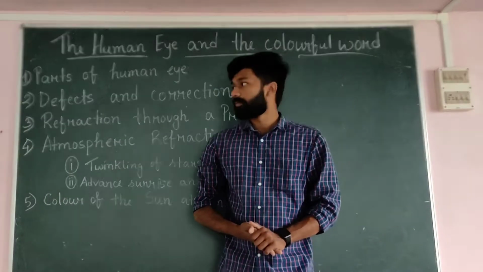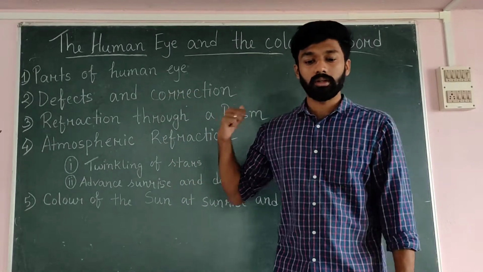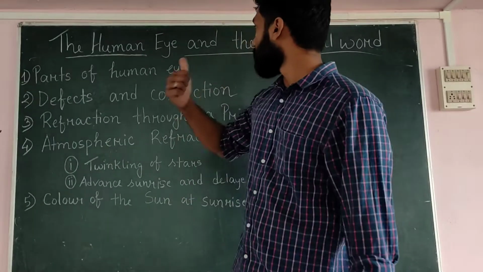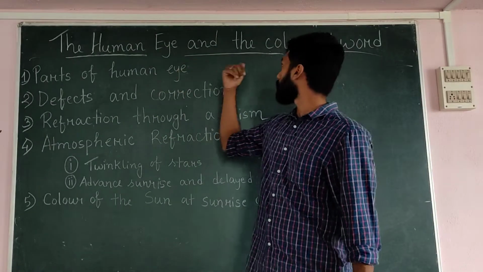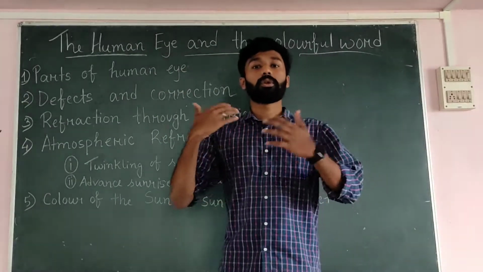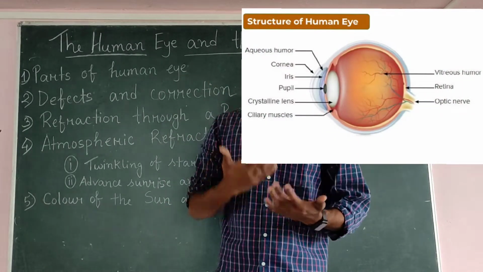Good morning students. Today we are going to study the chapter the human eye and the colorful world. So let's begin the chapter. First we are going to study the structure of the eye, how the image is formed, how we can see, and about the colorful world. That means what are the phenomena related to our eyes, and related to light, that we can observe in day to day life.